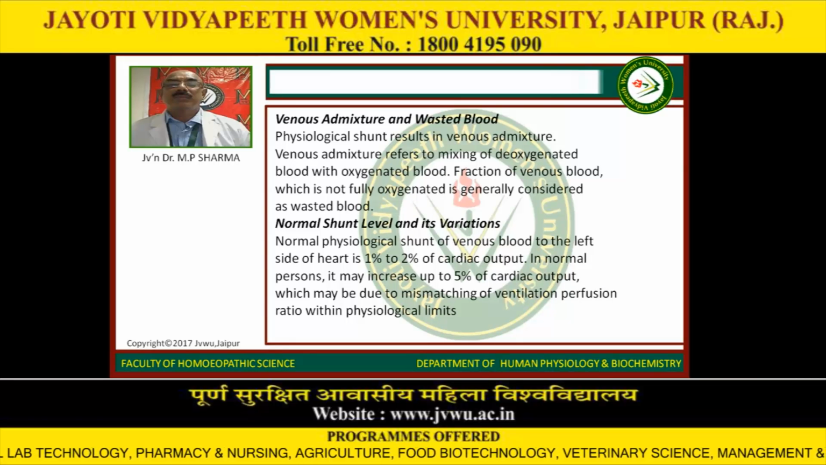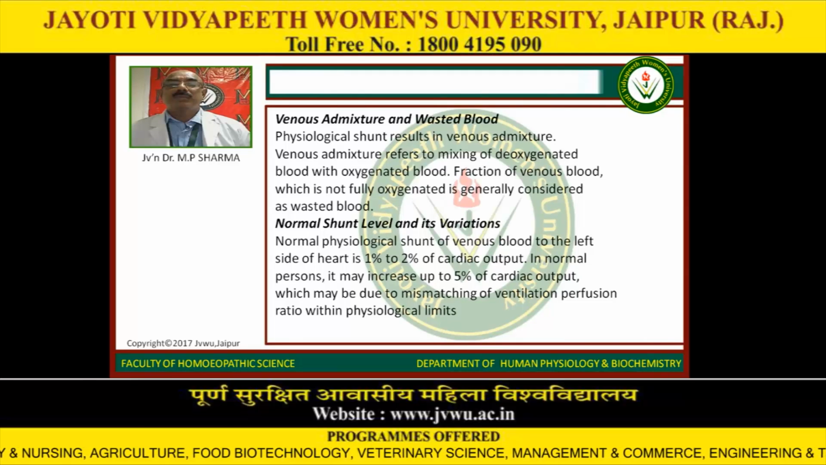Now, venous admixture and wasted blood. Physiological shunt results in venous admixture. Venous admixture refers to the mixing of deoxygenated blood with oxygenated blood. The fraction of venous blood which is not fully oxygenated is generally considered as wasted blood.